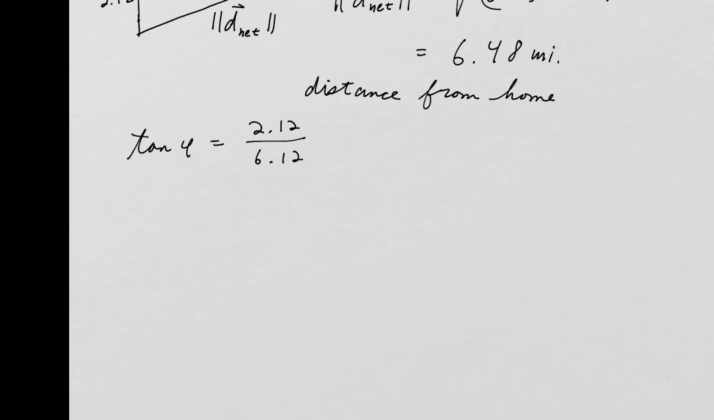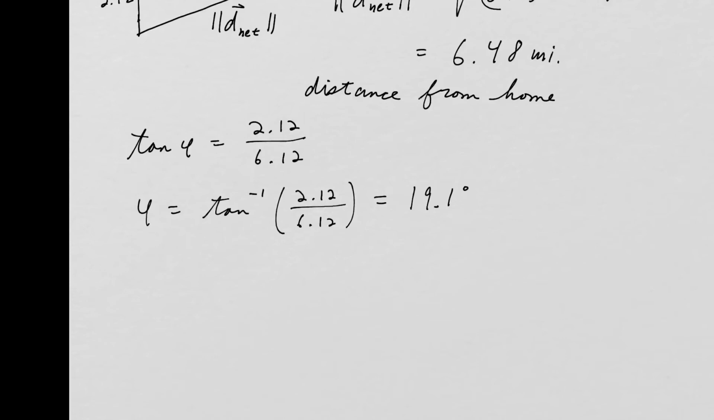So now, if I want phi, I just need to do the inverse tan. If I take the inverse tan to both sides, the inverse tan of the left-hand side gives me phi. The inverse tan of the right-hand side, I have to work this out in the calculator. And you should find that this is 19.1 degrees.